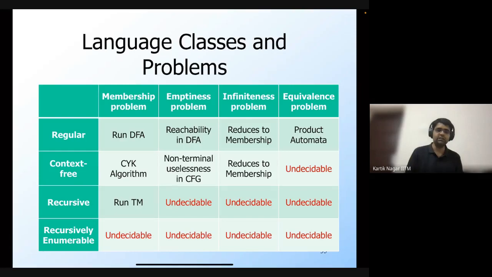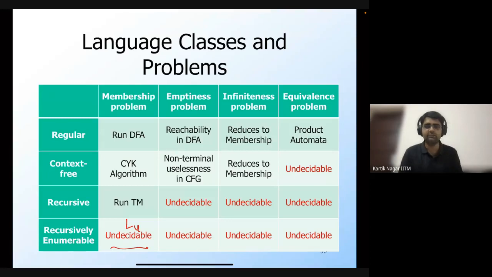But for a recursively enumerable language, this problem is undecidable. We saw that the membership problem is the language of the universal Turing machine, which is this L_U. We proved that this particular language is undecidable, which means it's actually not recursive. Therefore, the membership problem for RE languages is undecidable.